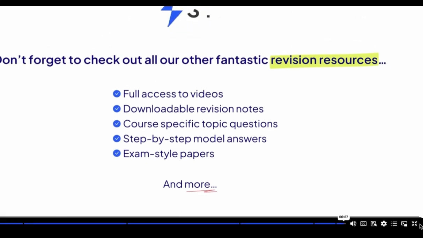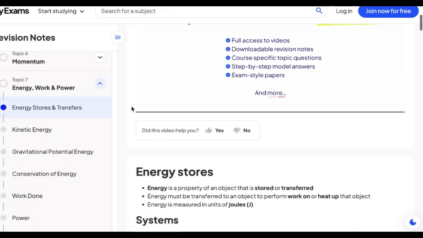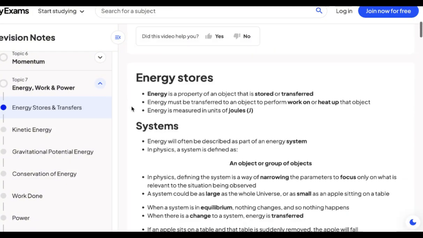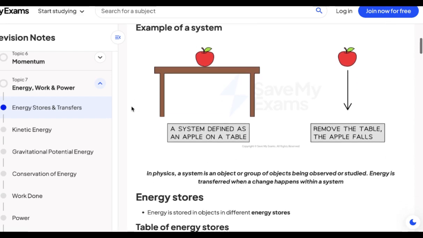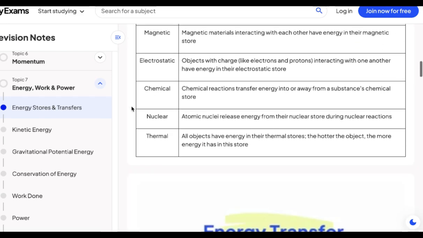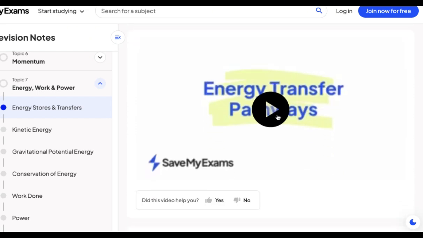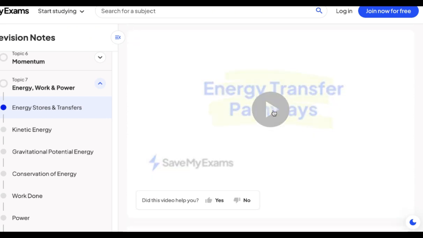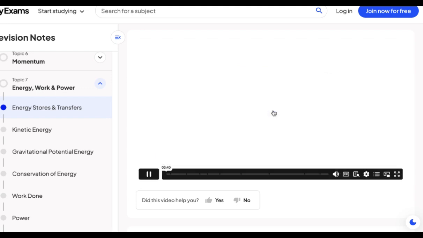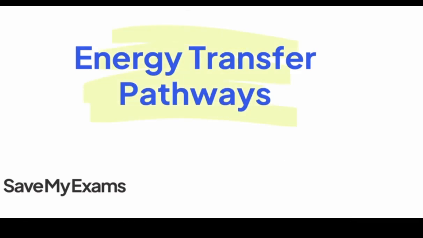Okay, so we've seen how energy can be transferred from one energy store to another energy store. Now let's quickly take a look at this second one. Let's see the transfer of energy, the pathways, how energy is being transferred. This video is on the topic of energy transfer pathways.